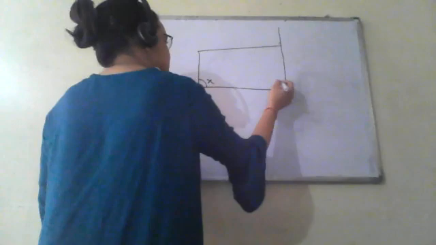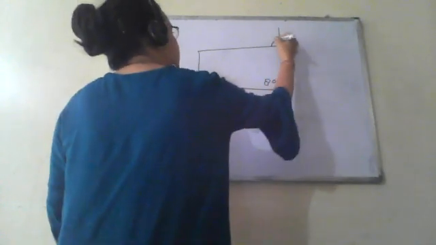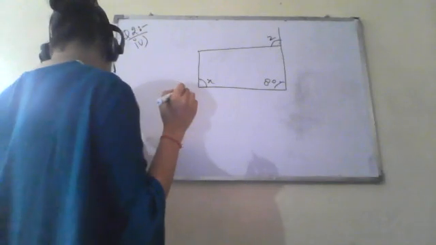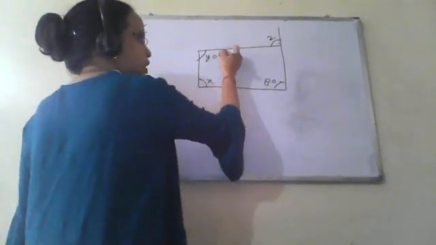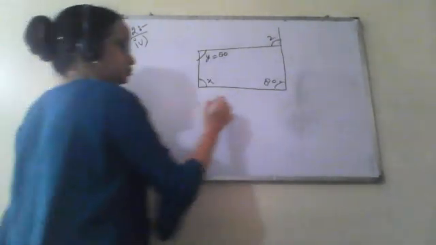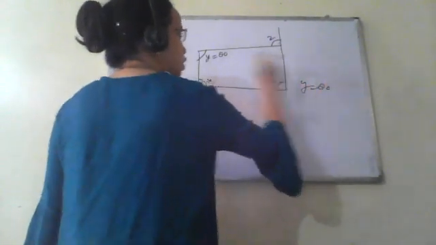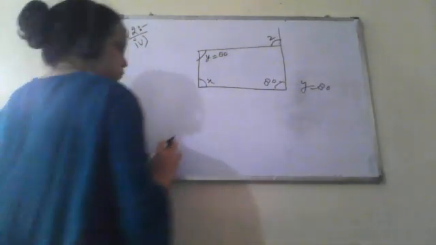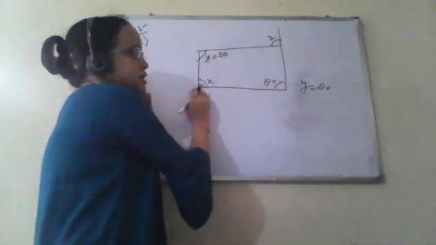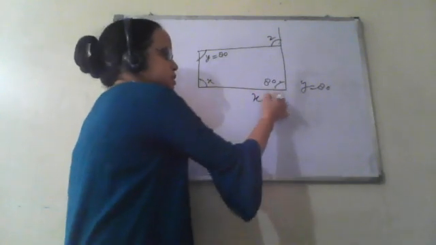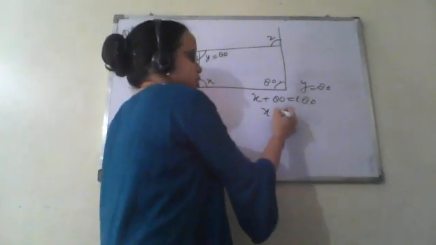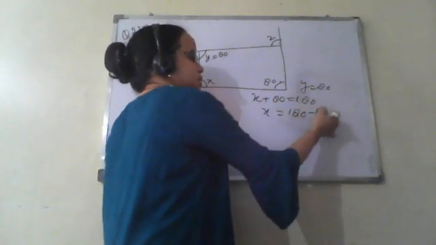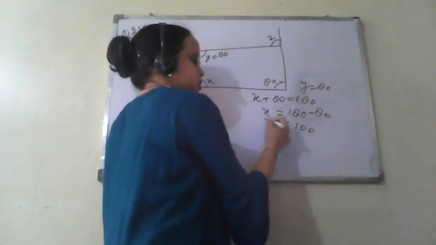This is x, this is 80, this is z, this is y. So this is 80, this will also be 80. So y is also 80, because opposite angles of a parallelogram are equal. Now this is 80, this is x, and these are adjacent angles. So x plus this 80 will be equal to 180 degrees. So the value of x will be 180 minus 80, which is 100.